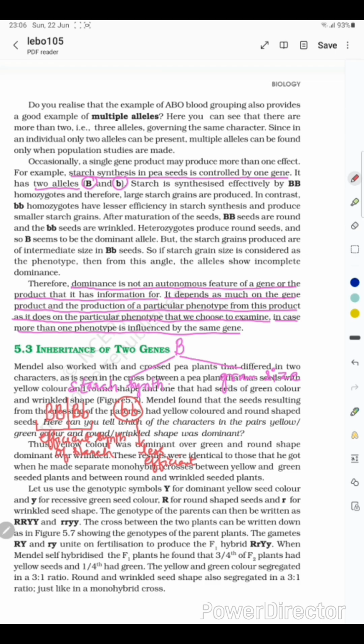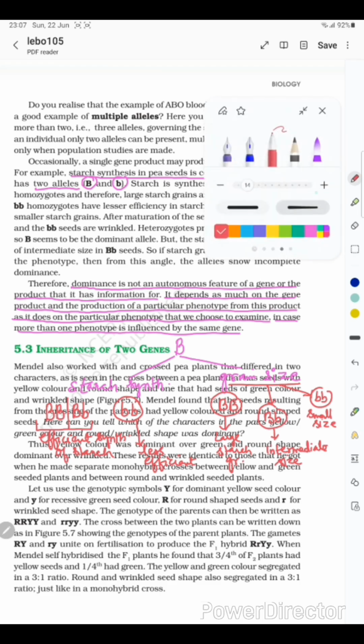Now when we talk about grain size, capital B gives the end product as a large starch grain. Then capital B, small b gives an intermediate size of the starch grain, and small b gives a small size of the starch grain.